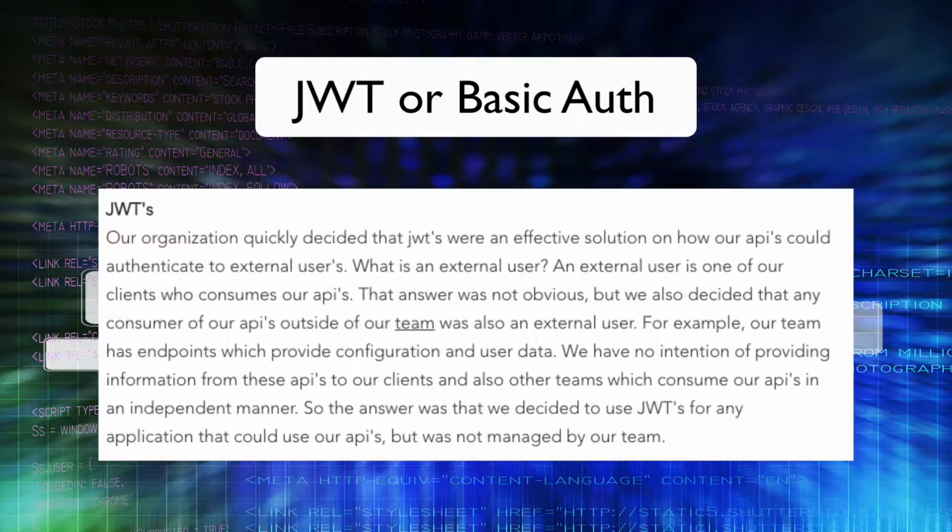For example, our team has endpoints which provide configuration and user data. We have no intention of providing information from these APIs to our clients and also to other teams which consume our APIs in an independent manner. So the answer was that we decided to use JWTs for any application that would want to use our APIs, but our team did not manage.